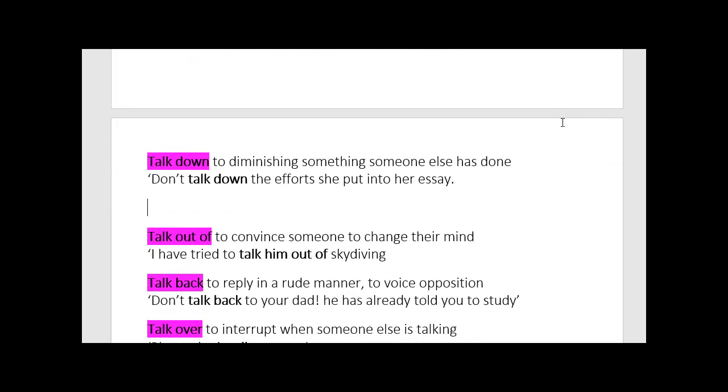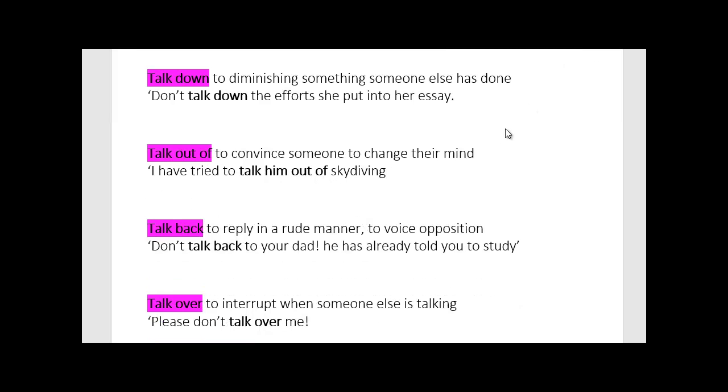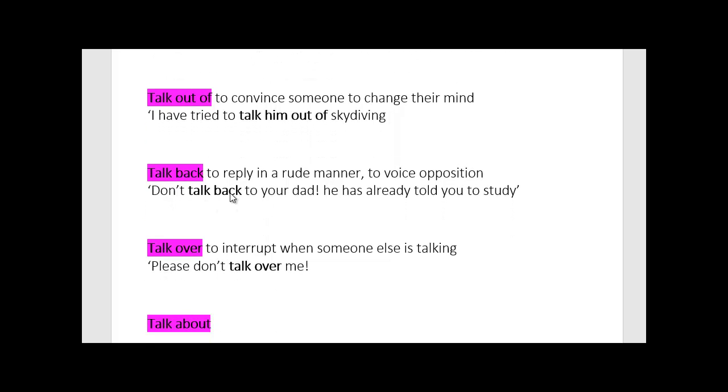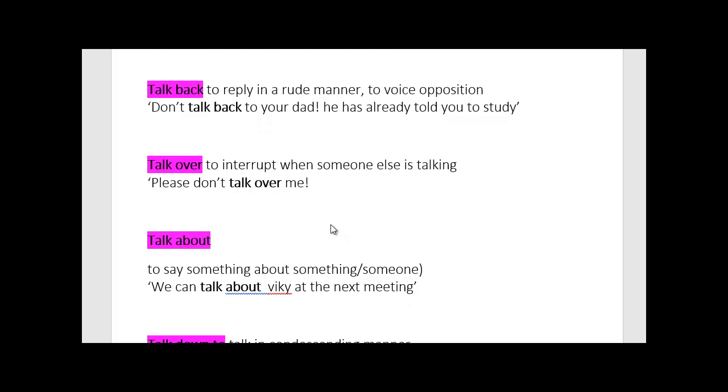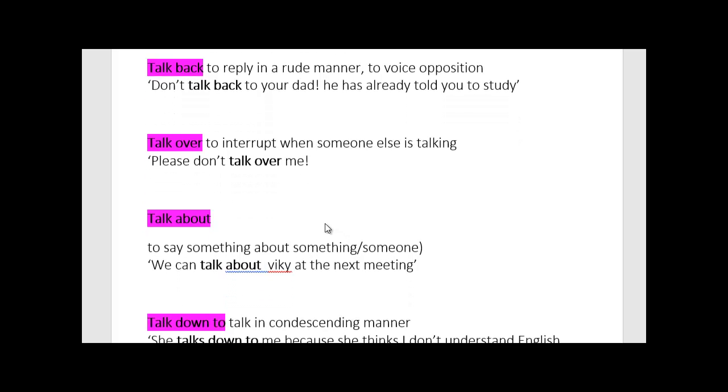Talk out of is used to convince someone to change their mind. I have tried to talk him out of skydiving. Talk back, to reply in a rude manner to someone. Don't talk back to your dad. Talk over, to interrupt someone, that's talking over someone. So please don't talk over me.